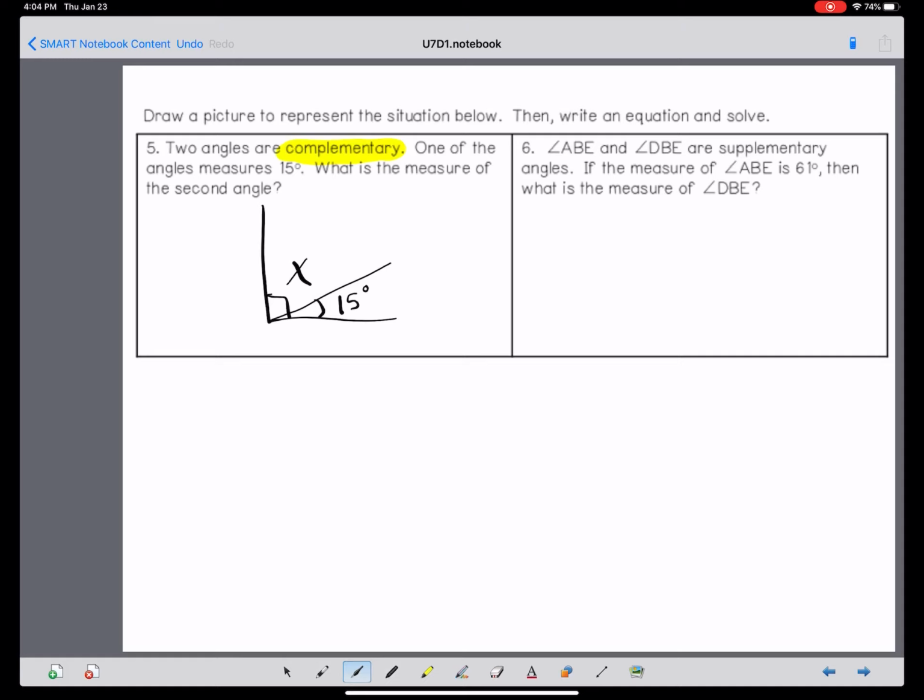If I wanted to create an equation to solve this, I could say 90 degrees is equal to 15 plus X. And then we can go ahead and solve this by subtracting 15 from both sides. 90 minus 15, that gives me 75 equals X. So we've done everything that they asked. So 75 degrees is what X equals.